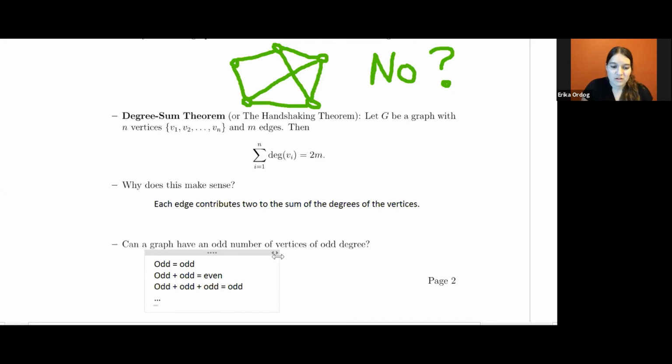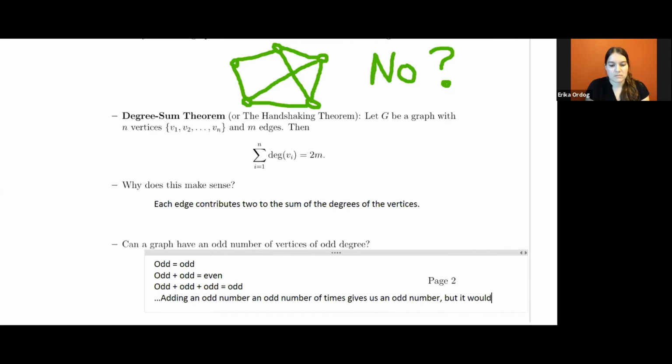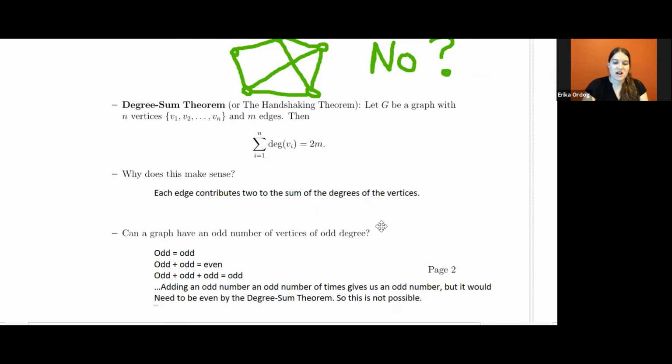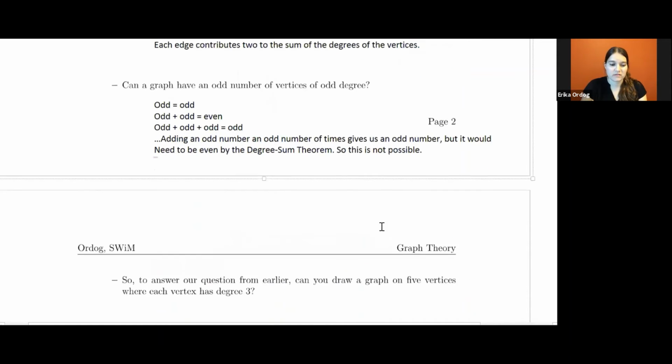But why is that a problem? Let's look at what this has to be equal to. The sum of the degrees of the vertices is equal to 2m. 2m is an even number. So adding odd numbers an odd number of times gives us an odd number, but it would need to be even by the degree sum theorem. So this is not possible. So a graph cannot have an odd number of vertices of odd degree.